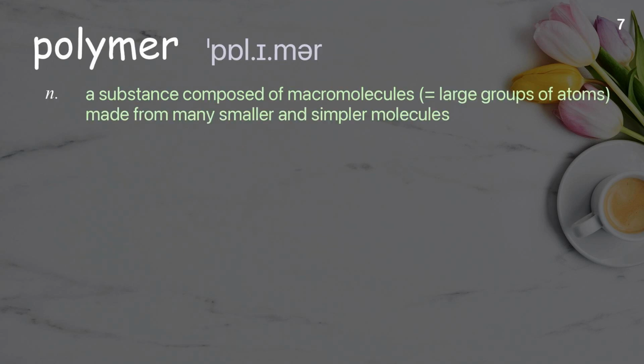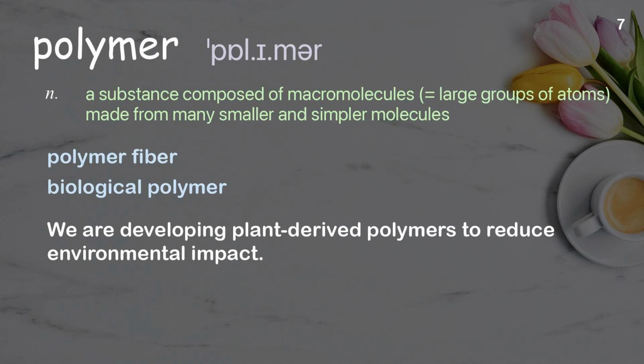Polymer. A substance composed of macromolecules, meaning large groups of atoms, made from many smaller and simpler molecules. Examples: Polymer fiber. Biological polymer. We are developing plant-derived polymers to reduce environmental impact.